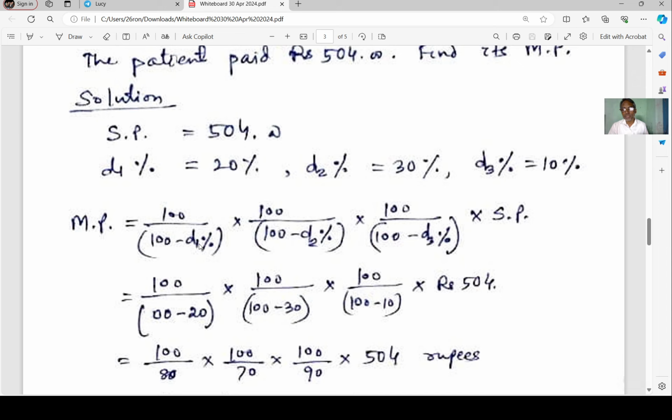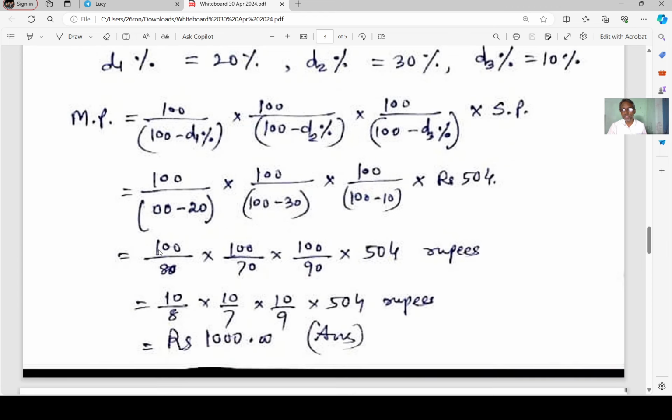100 divided by 100 minus D1 multiplied by 100 divided by 100 minus D2 into 100 divided by 100 minus D3 into sale price. In all questions the percentage sign is only used, but we need not calculate percentage, we simply use D1% means 20, that means D1 is equal to 20. We use 20. So 100 divided by 100 minus 20 into 100 divided by 100 minus 30 into 100 divided by 100 minus 10 into 504.